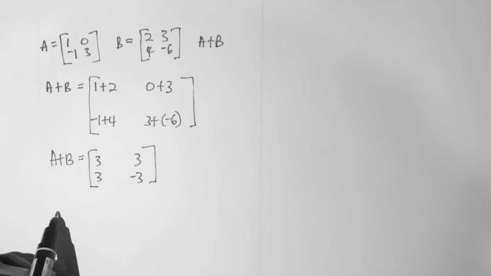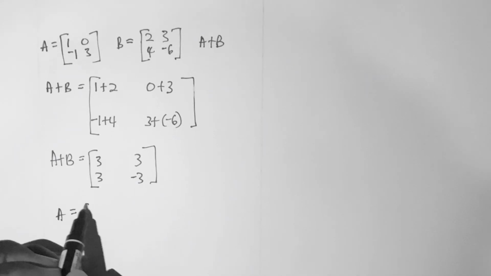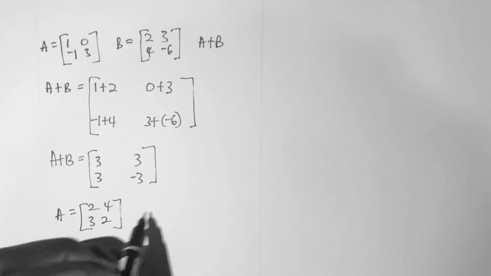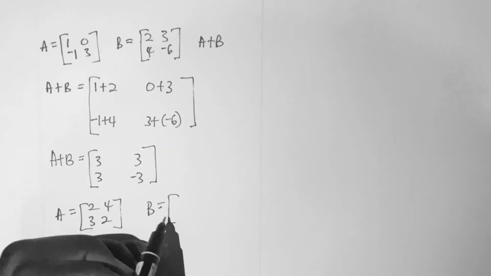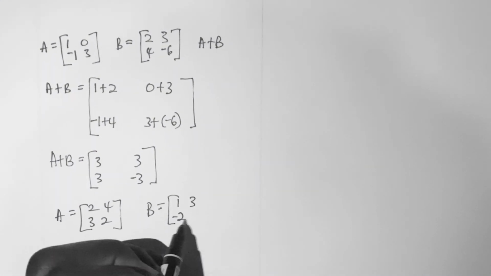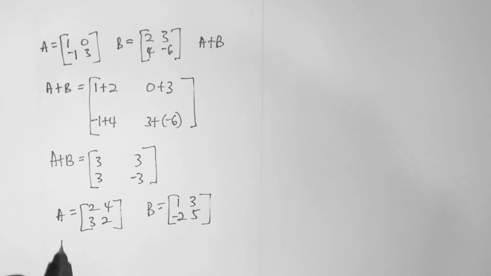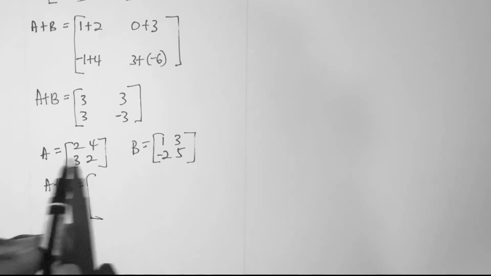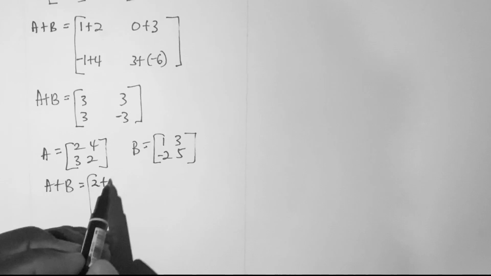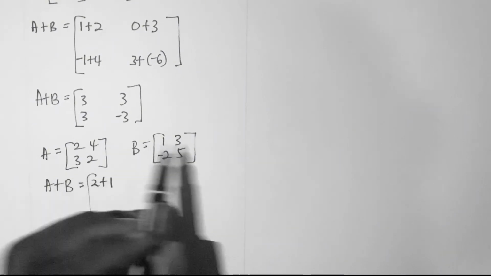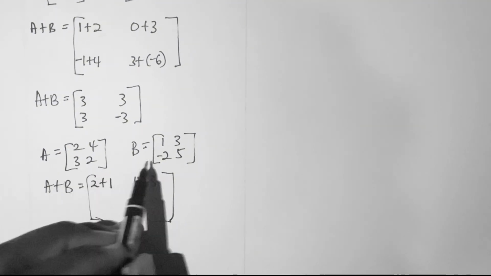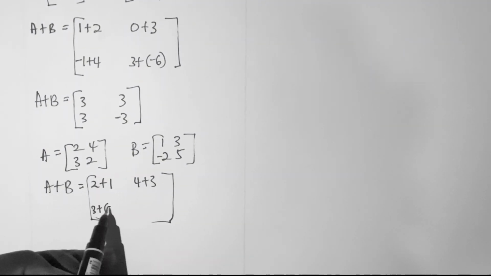Now let's assume we also have matrix A equals 2, 4, 3, 2. And let's assume we have matrix B equals 1, 3, minus 2, 5. What is A plus B? A plus B is, so we add the corresponding terms, 2 plus 1 for this term. And then this term is 4 and 3, so 4 plus 3. And then this term is 2 plus minus 2.